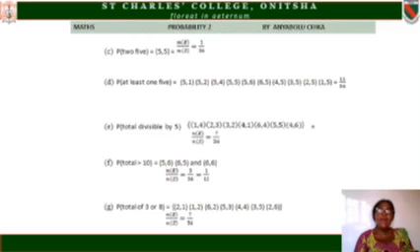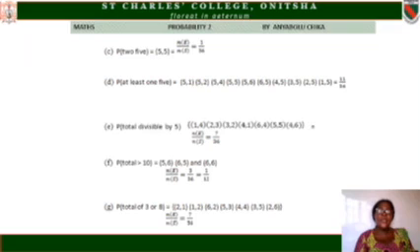And F, the probability of getting a total number greater than 10. That means a total of 11 or 12. So a total greater than 10 is where I have 5 6, 6 5, and 6 6. The number of required outcomes is 3, and the total number of possible outcomes is 36. Then you simplify to 1/12.